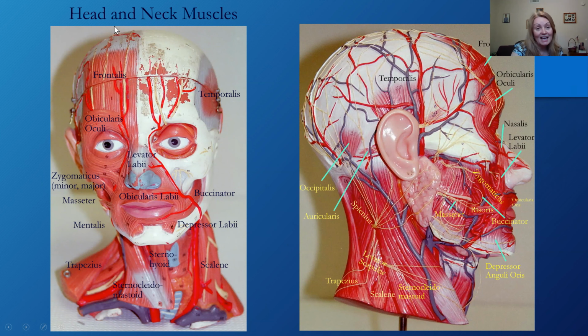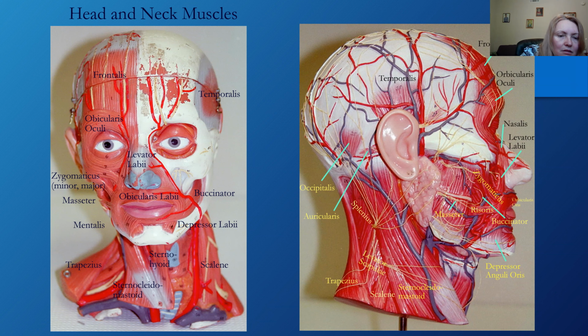So now you look at head and neck muscles. Some of them we already covered, like frontalis, orbicularis oculi, temporalis. Then we have zygomaticus major and minor. You have a masseter, you have mentalis muscle right here. You know, this is your mentalis.